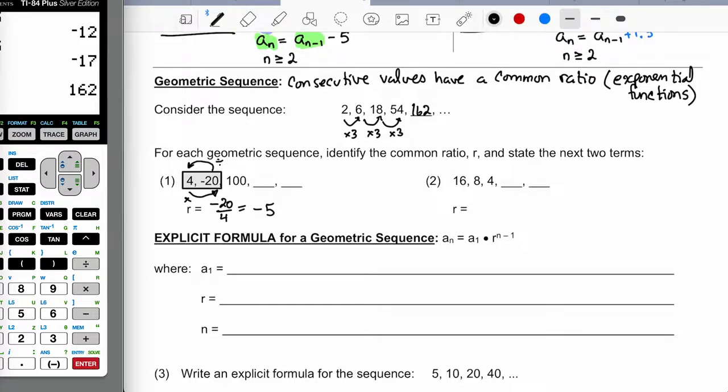Then I would just verify that that would hold true for the next term. Negative 20 times negative 5 will give you 100. 100 times negative 5 is negative 500. Negative 500 times negative 5 is 2,500. All right, and so what we have here is what's known as an alternating sequence.